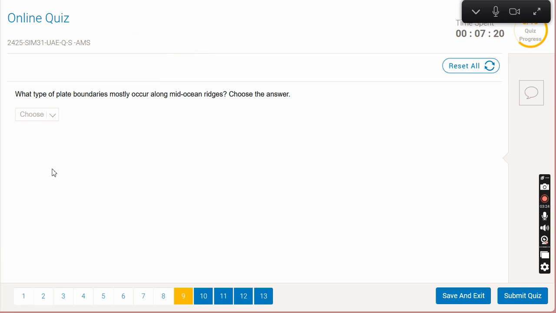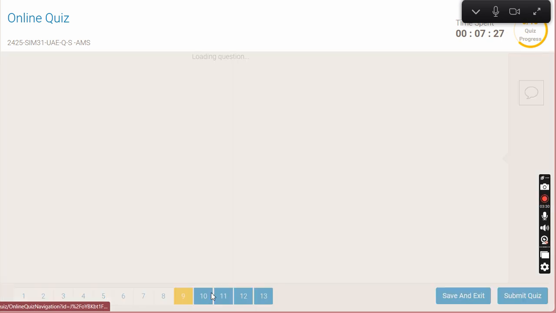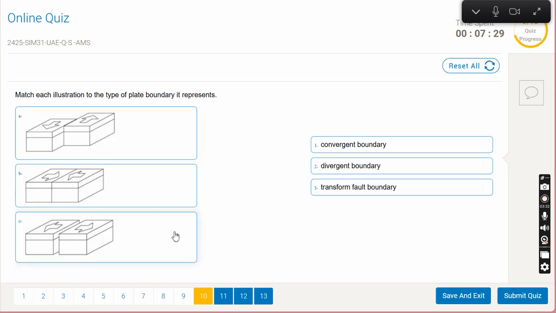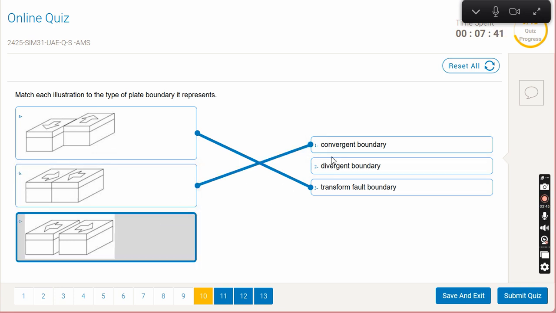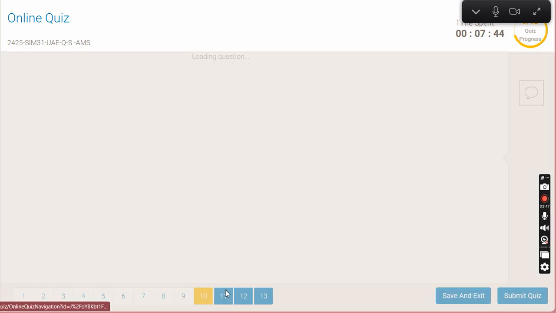What type of plate boundary occurs mostly along the mid-ocean ridge? This happens due to the divergent boundaries. Transform fault boundaries actually slide past each other. So it will be this one. The convergent ones are this one, and the divergent ones that are going far apart, it's this one.